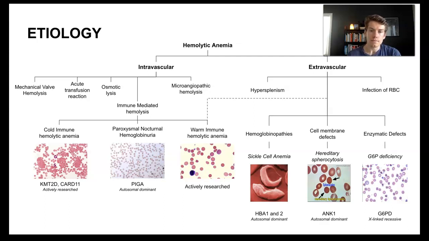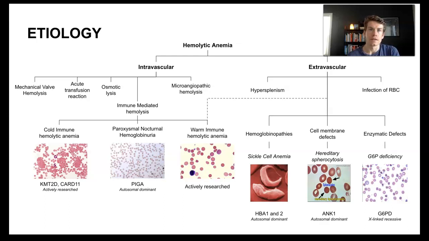This is when the way the red blood cell's membrane is composed is defective. This is like different morphologies that actually cause the red blood cells to get stuck in different capillaries and ultimately be destroyed. This is due to a mutation in the ANK1 gene. This is a disorder that is autosomal dominant.